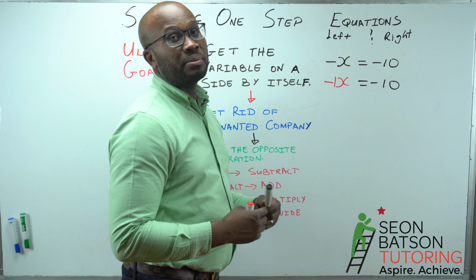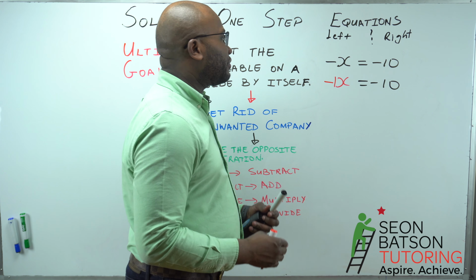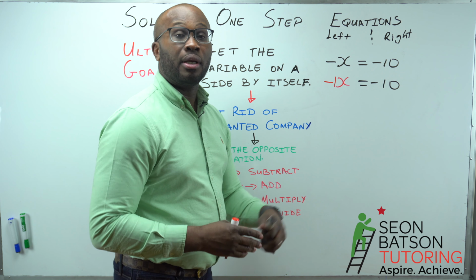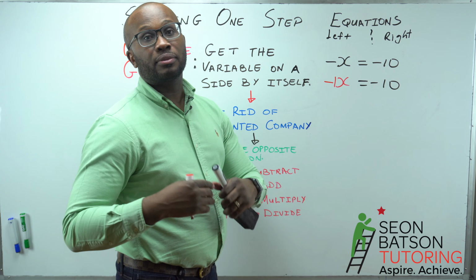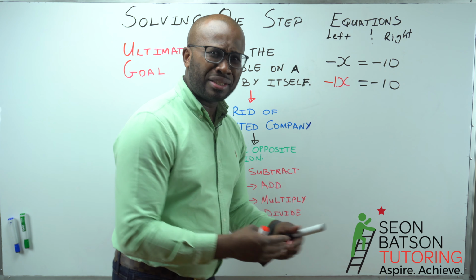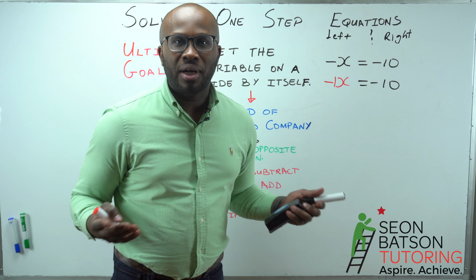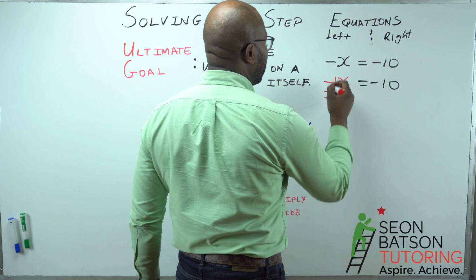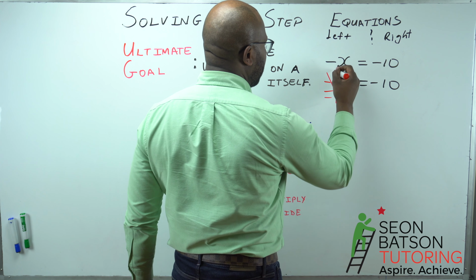Since the negative 1 is multiplying the x, we will have to divide by negative 1 to get rid of the negative 1. The opposite of multiplication is division. So we will divide by negative 1. And negative 1 divided by negative 1 is positive 1. So we have our x positive.